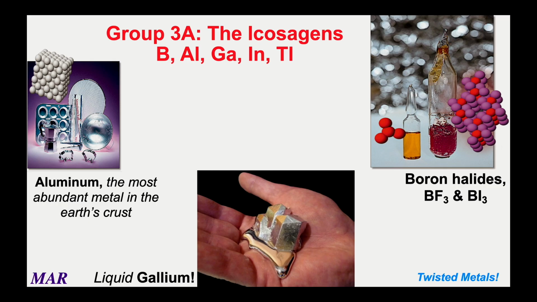Group 3A, which is not a common name, nothing you have to know, the official name is icosagens, and that's boron, aluminum, gallium, indium, and thallium. And aluminum is very, very abundant in the Earth's crust. Now, silicon is more abundant, but silicon is a metalloid, so aluminum is considered the most abundant.